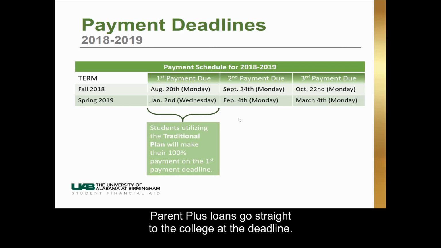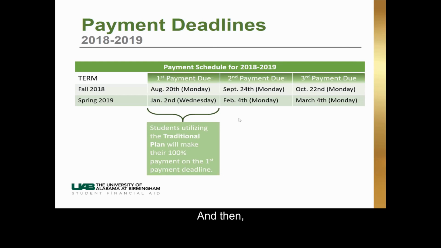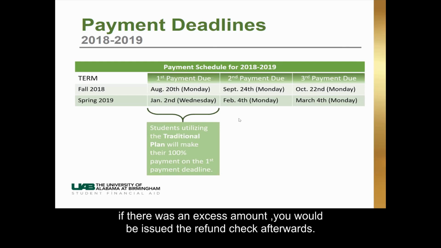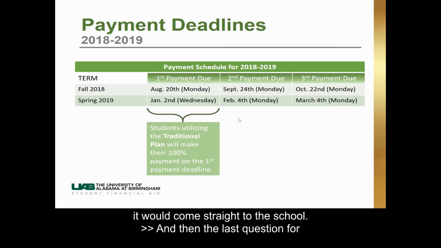And then the student loans and Parent Plus loans go straight to the college at the deadline? Yes, they do. So you are not going to have to handle that money. Anything from the FAFSA, the Parent Plus loan, a private lender, all gets paid to the university towards your student bill. If there was an excess amount, you would be issued the refund check afterwards, but you would not handle the money initially. It would come straight to the school.